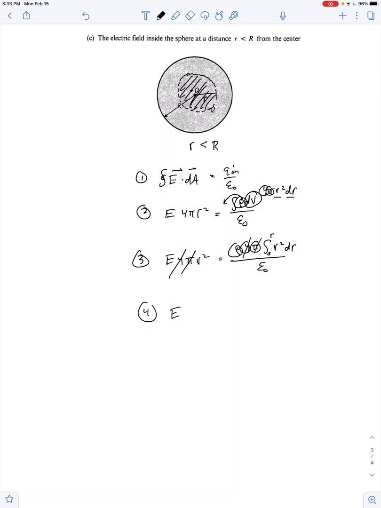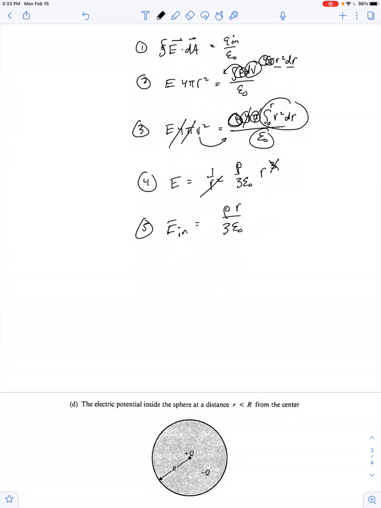and we have E is equal to 1 over r squared. Let's pull this r squared to the other side. And then the solution to this integral is 1/3. Oh, and let's not forget our epsilon naught. So we'll say 1 over 3 epsilon naught r cubed. And so the r squared and 2 powers of r cancel here. And we get E inside is equal to, oh, and I left out this rho, forgive me. Don't forget rho. So E inside is equal to rho r over 3 epsilon naught.